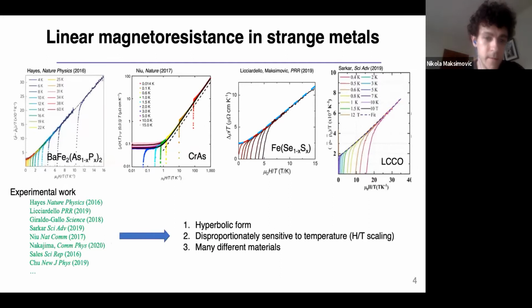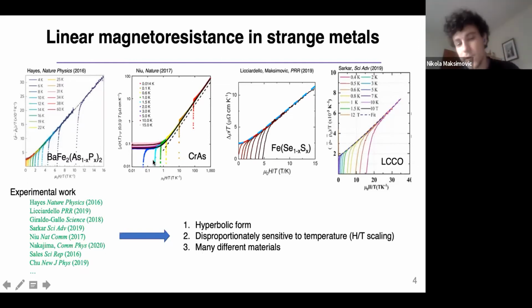And there's kind of three main things that we can take away from the existing data. One is that the magnetoresistance generally has this kind of hyperbolic shape, meaning it's B squared at very low fields, but then there's an extended range of linear in field resistivity. The second is that it seems to be disproportionately sensitive to temperature. This was noticed by Ian Hayes originally, where you can just scale magnetic field by temperature and resistivity by temperature, and it seems to capture all of the low temperature data very accurately.